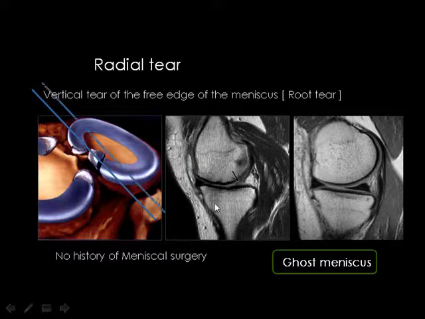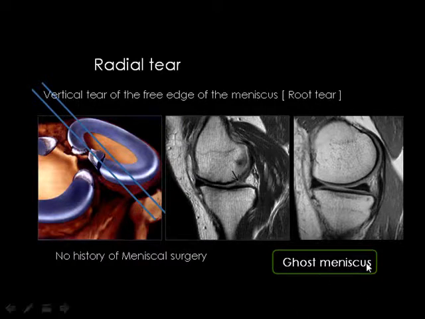But if you have another section here, you will see the anterior horn and the posterior horn, like this. You see anterior horn and posterior horn. Then if you have the sections in the knee, in one section you see the anterior but you don't see the posterior. The following section you see both horns. Then the root of the meniscus is torn, and this is known as radial tear or root tear.